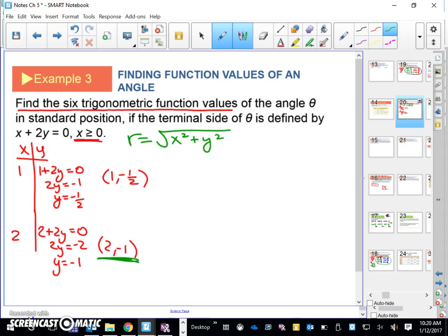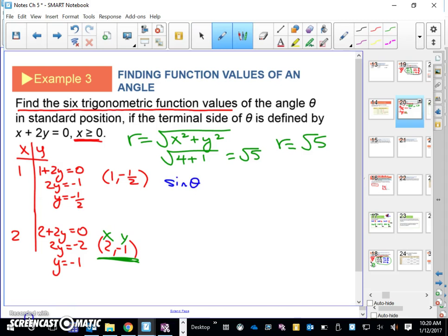We don't need both points. I just picked this one. Let this be my x and this be my y. So x squared is going to be 4, plus y squared, negative 1 squared is 1. We're looking at the square root of 5. So r equals the square root of 5. I've got x is 2, y is negative 1, and r is the square root of 5. I ought to be able to get all my 6 trig functions.